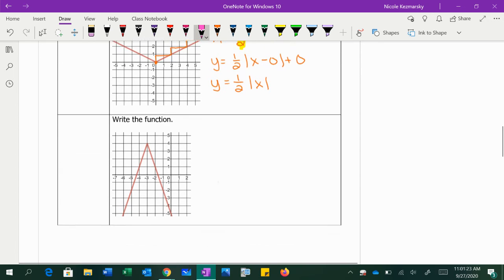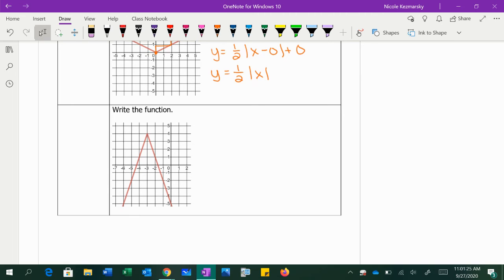Looking at this next example, that graph looks narrower than the ones we've been dealing with. And it looks like it's upside down, so we're going to be looking for those things. So we'll start with the vertex. And the vertex looks like it is at -3, 4.